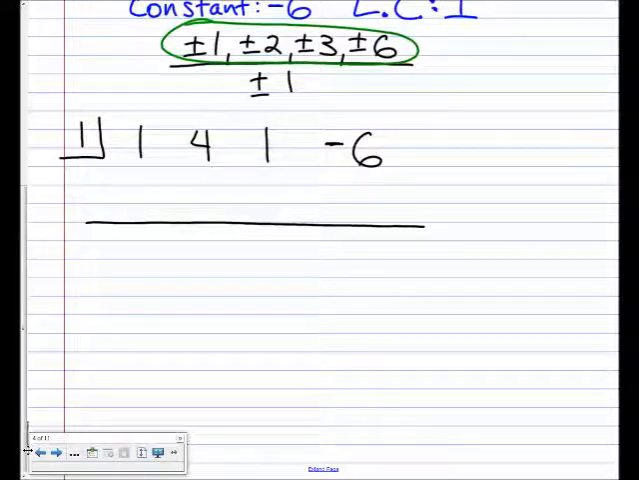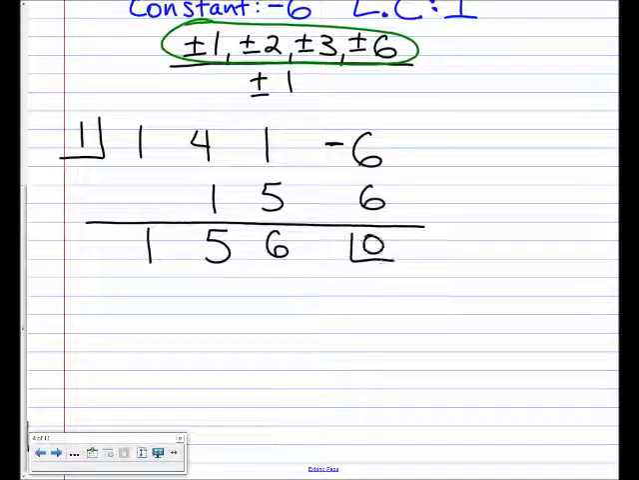So again, we bring down the first 1, that's the coefficient. 1 times the 1 in the corner makes still 1. 4 plus 1 is 5. 5 times the 1 in the corner is 5. 1 and 5 make 6. 6 times 1 is 6, and negative 6 and 6 is 0. Awesome. So we were able to get a root here.